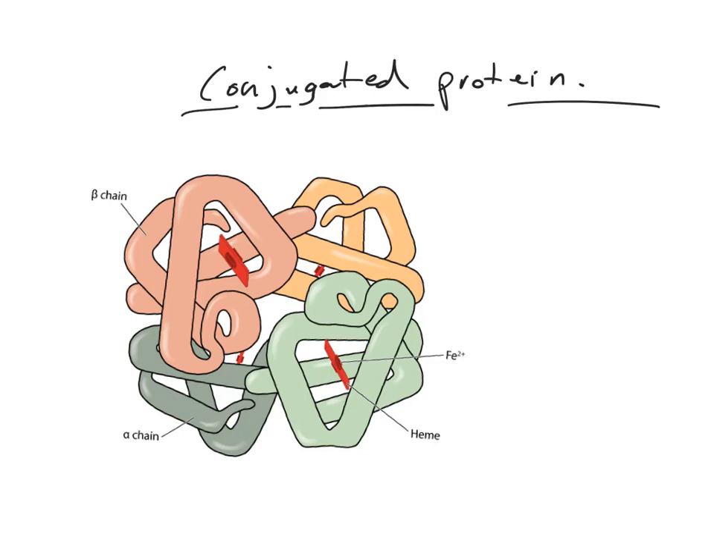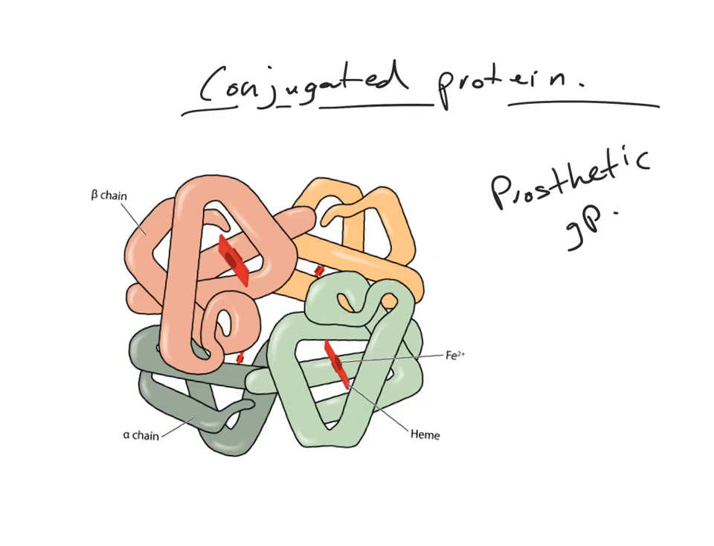Conjugated proteins are also a type of protein. Now, conjugated proteins are basically globular proteins that contain a non-protein component called a prosthetic group, which means a non-biological group. This could be lipids, it could be carbohydrates, so forming lipoproteins or glycoproteins.